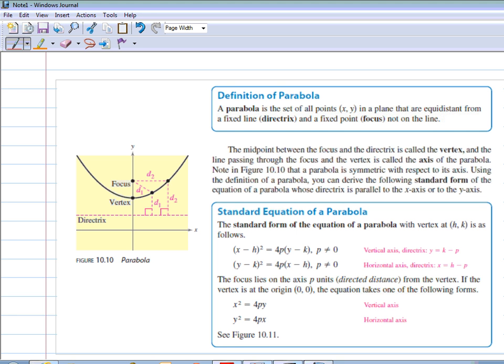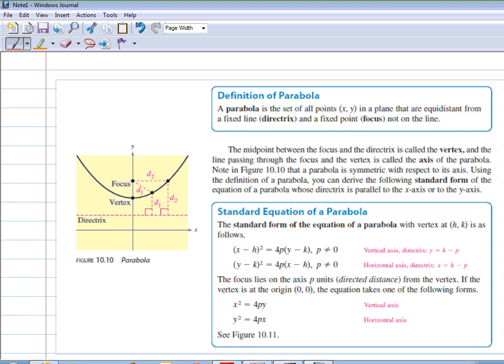Using that definition, you can derive the standard form of the equation of the parabola, whose directrix is parallel to the x-axis or to the y-axis. And here's where we're going to see vertical and horizontal. So the vertical axis type, recall that the vertex of the conic, in this one particular parabola, is (h, k). That's what they give the coordinates for the vertex as. (x minus h) squared equals 4p times (y minus k). p cannot be 0. And they give you the information there. That's when it's a vertical axis, and the directrix is y equals k minus p.